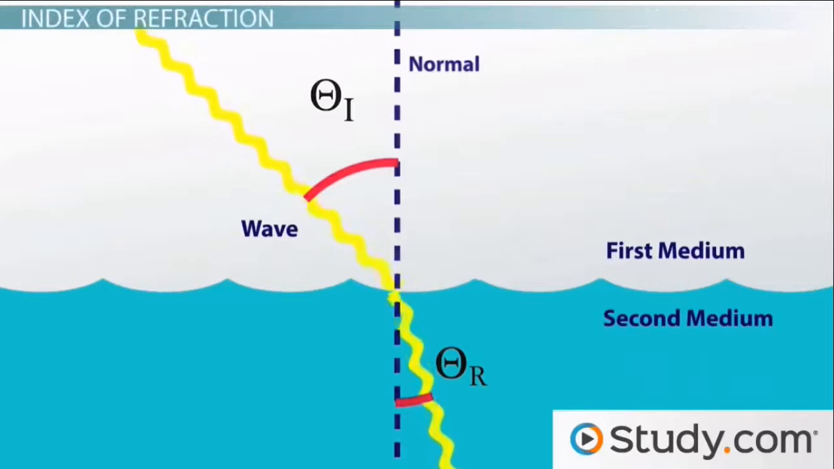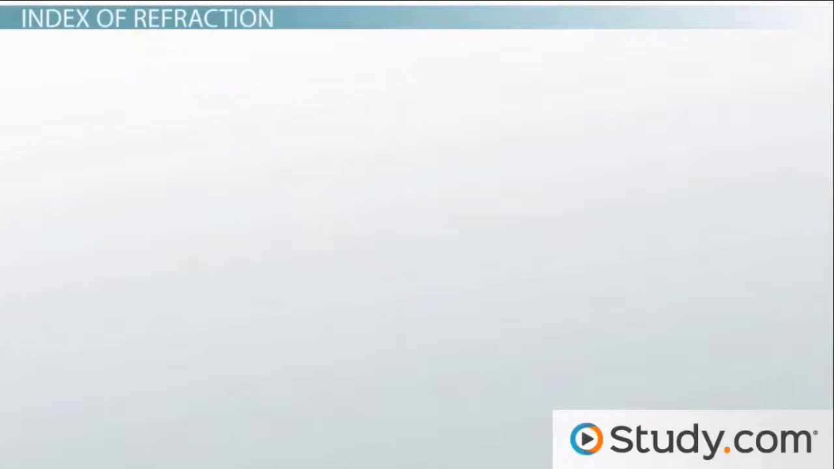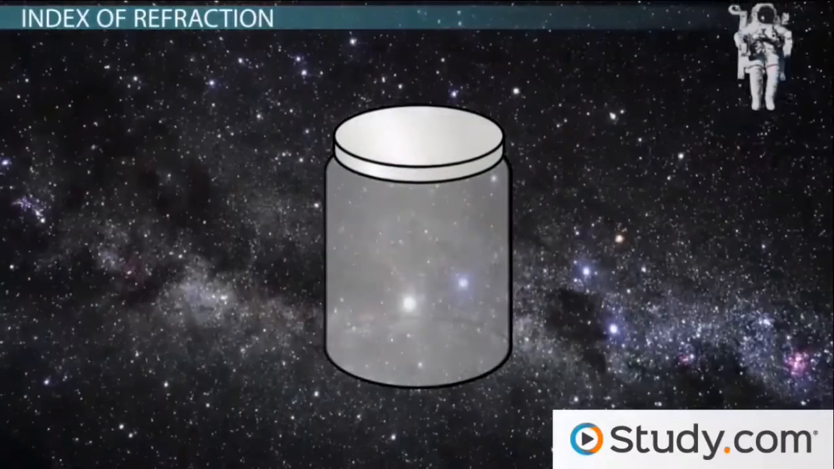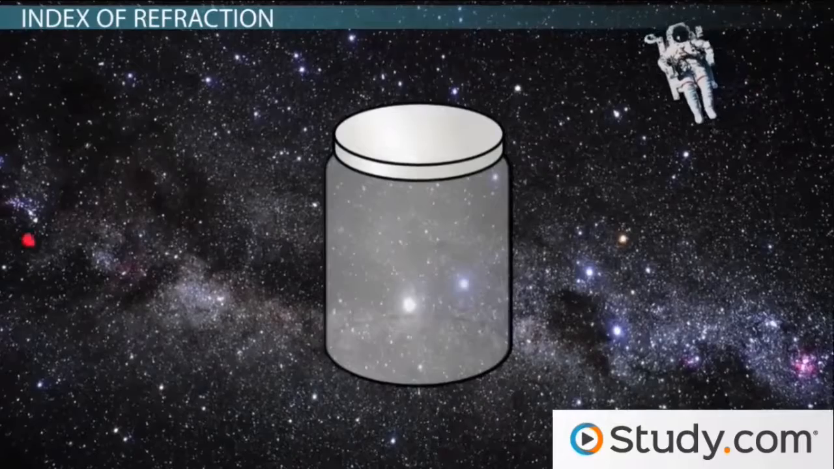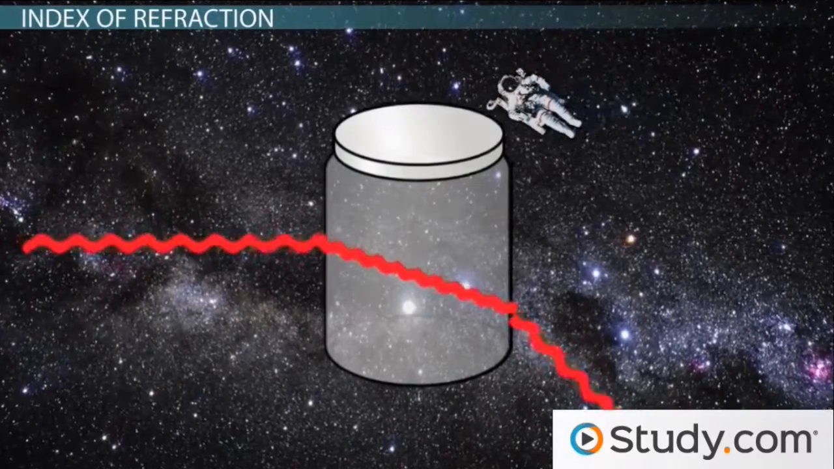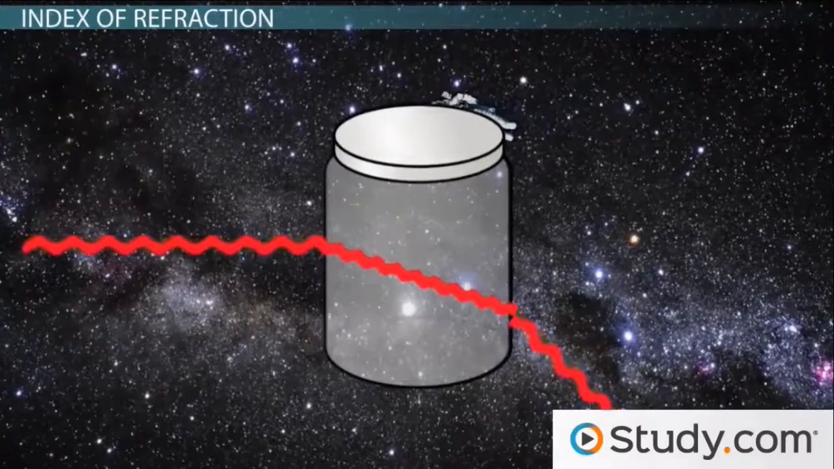Every different medium has different properties, right? For instance, the properties of glass are different from the properties of outer space. Therefore, light waves travel differently in outer space than they do in glass. Anytime a light wave travels through a material, it travels a little bit slower than it would in outer space.